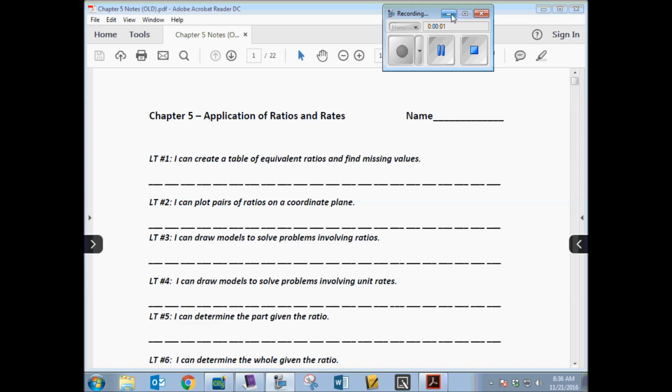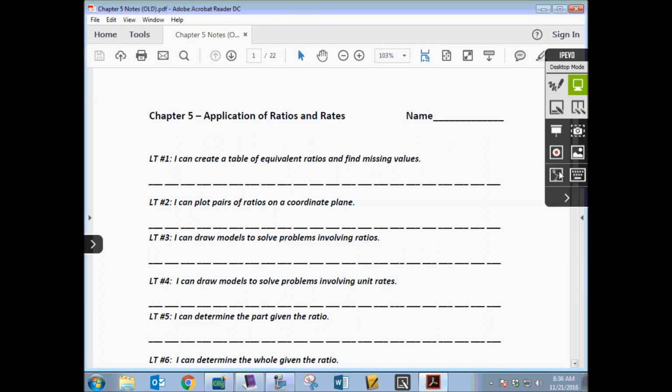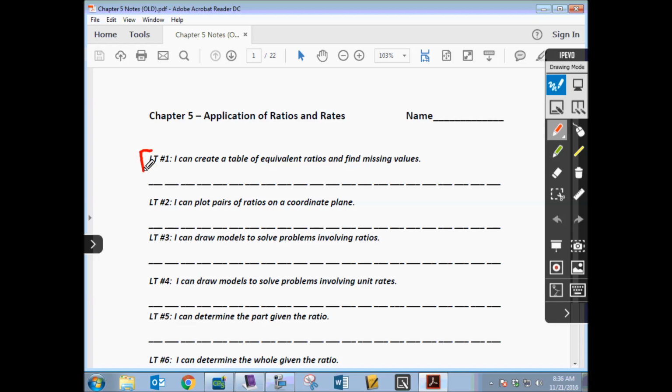Right. All right, so this is going to be the learning target number 1 video. The learning target is: I can create a table of equivalent ratios and find the missing values. This is all going to involve the fake ratio, the real ratio. It's all the same thing.